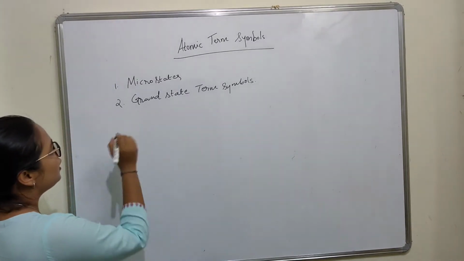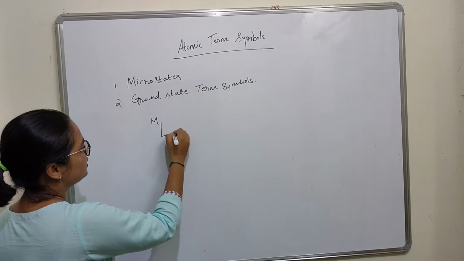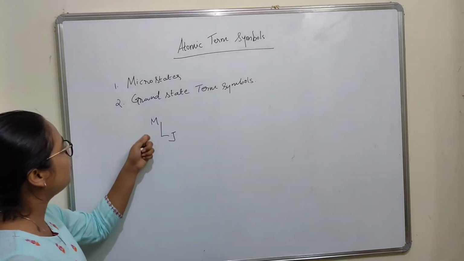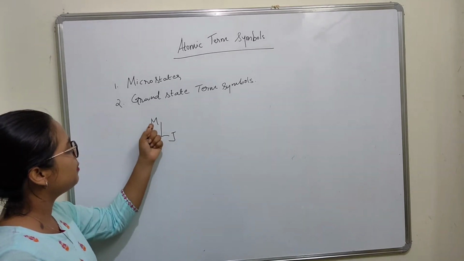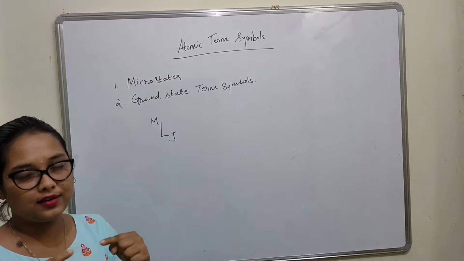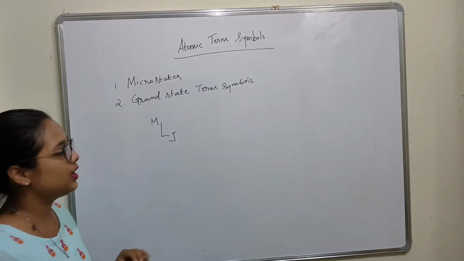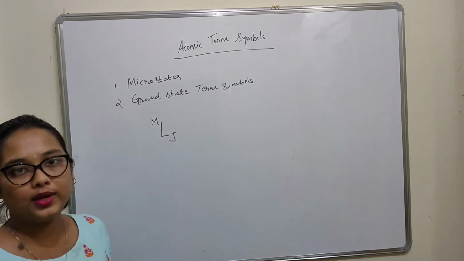Now, atomic term symbol, how do you represent it? This is the way you represent an atomic term symbol: M L J. This is the way you have to remember it also, M L J. Just say it six times, M L J, then you will get the hang of it. So this is nothing but the representation of an atomic term symbol.